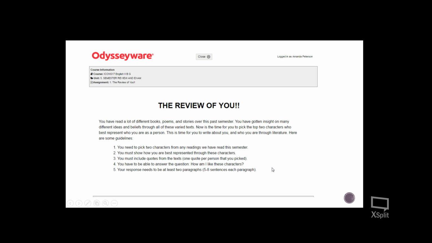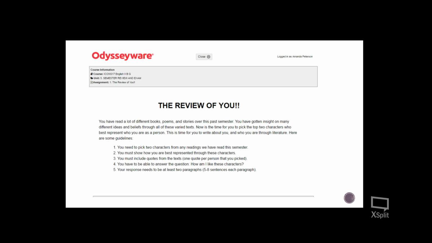So this is what the actual assignment's going to look like. It says you have read a lot of different books, poems, and stories over this past semester. You've gotten insight on many different ideas and beliefs through all of these varied texts. Now is the time for you to pick the top two characters who best represent who you are as a person. This is the time for you to write about you and who you are through literature.